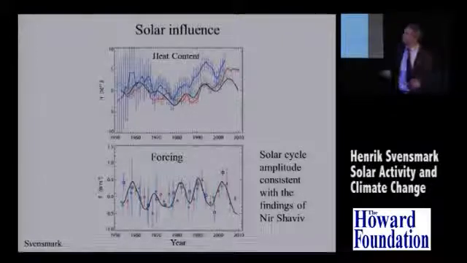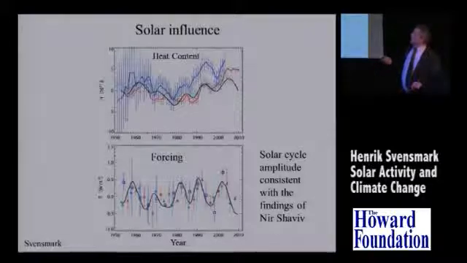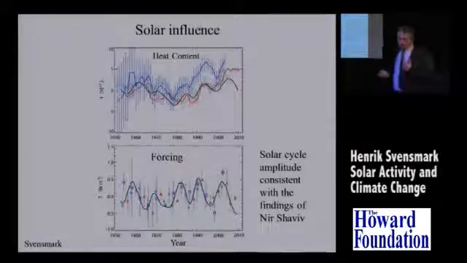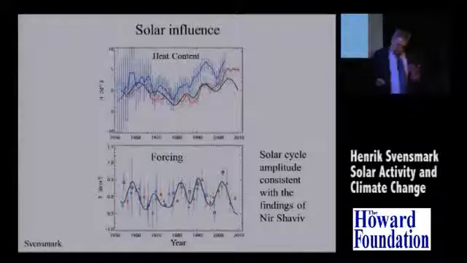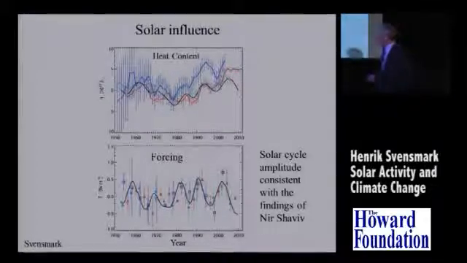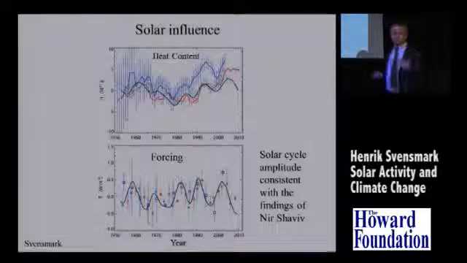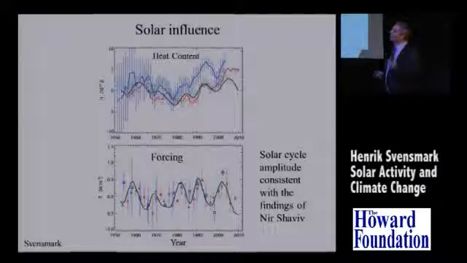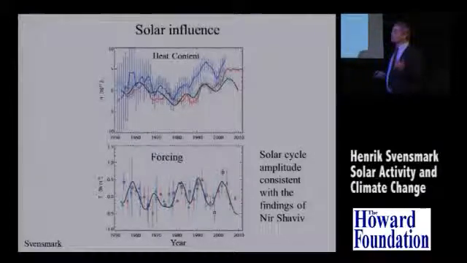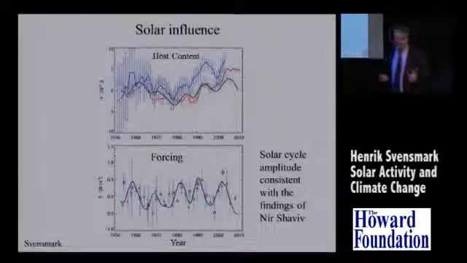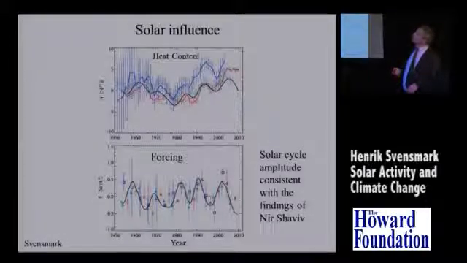But what is surprising is the size of it. The amplitude is on the order of 1 watt. And this amplitude is actually very consistent with the findings of Nir Shaviv, who used a different, more involved model. And he found the solar cycle amplitude to be about 5 to 7 times larger than from solar irradiance alone.